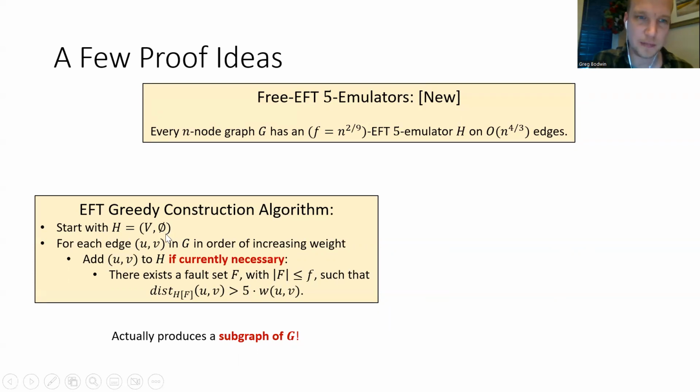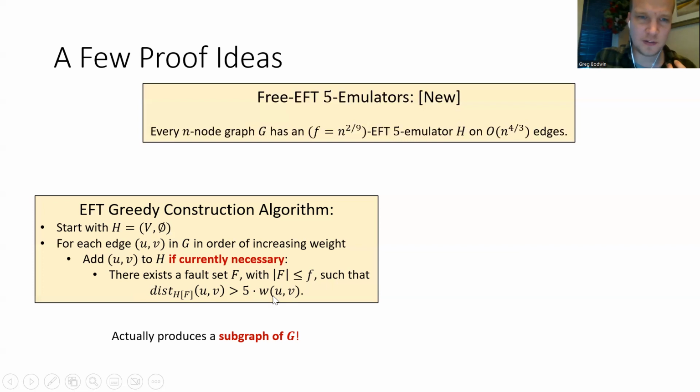We start with H being the empty emulator. We consider the edges of the input graph one by one, and we add it to H if it's currently necessary. The only thing that's really changing is the meaning of "if currently necessary." Before, it was just if the emulator inequality was violated over the endpoints of this edge UV. Here, we need to say it's violated if there exists any fault set F that is a valid fault set, it's not too large, in such a way that the emulator inequality is violated in the reweighted version of the emulator.